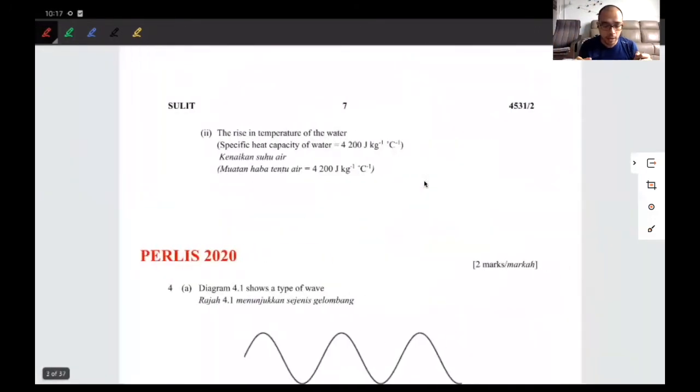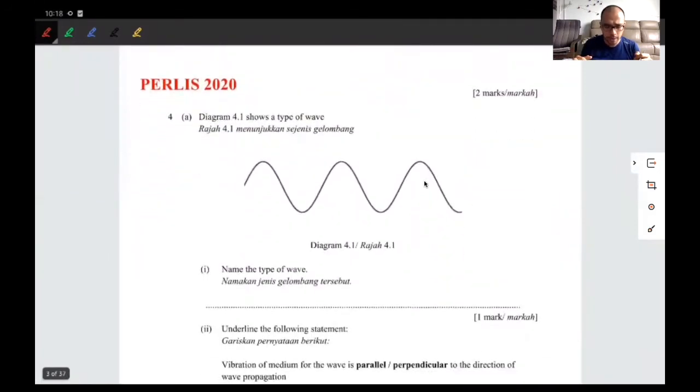All right. The next question is from Perlis. Perlis question number 4. Hold on. So diagram 4.1 shows a type of wave, and then name this type of wave. This is a transverse wave.